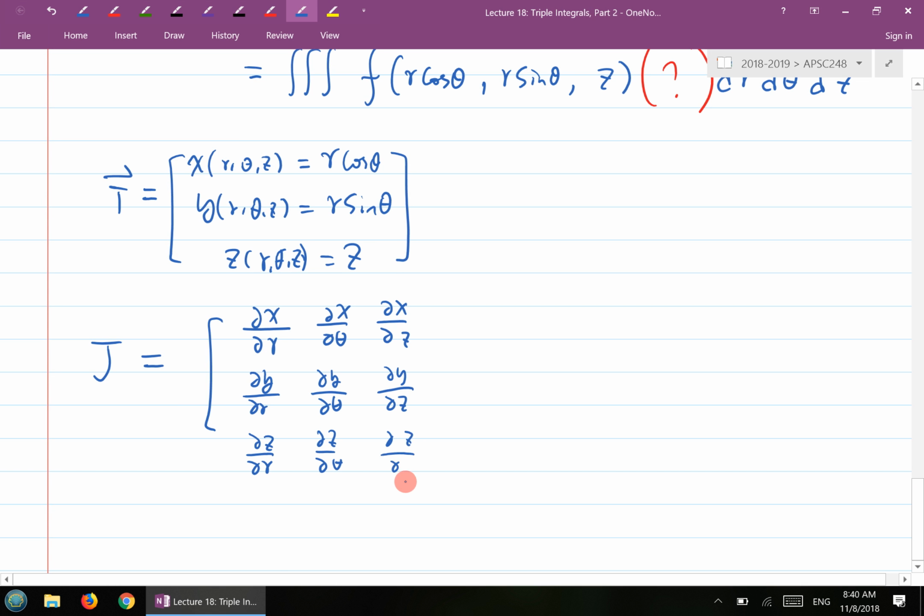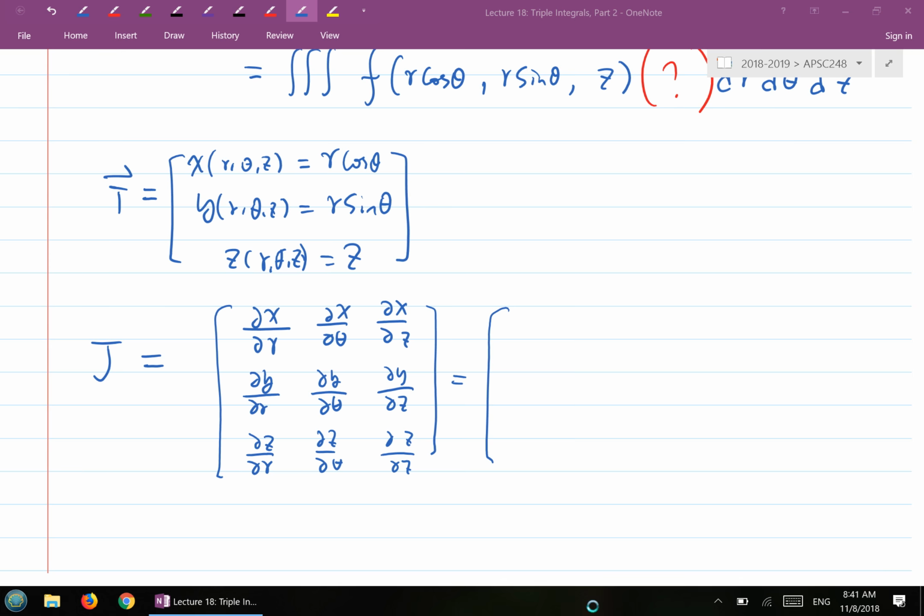We create this 3×3 Jacobian matrix. It's very simple partial derivatives because you have this x, y, and z here. So let's take a look at each partial derivative. Partial x over partial r: you look at this function, and that just gives you cosine theta. Partial x over partial theta gives you negative r sine theta. X is not a function of z, so this partial derivative gives you 0.